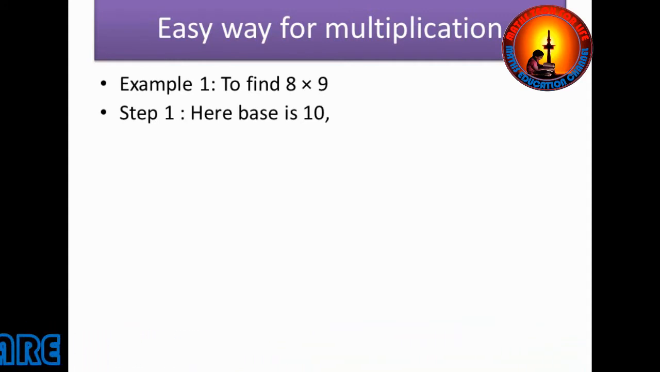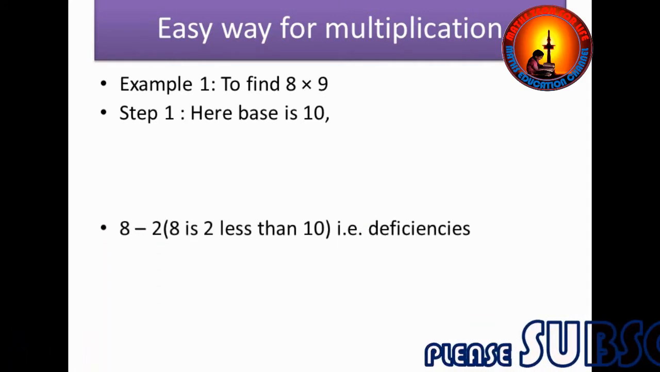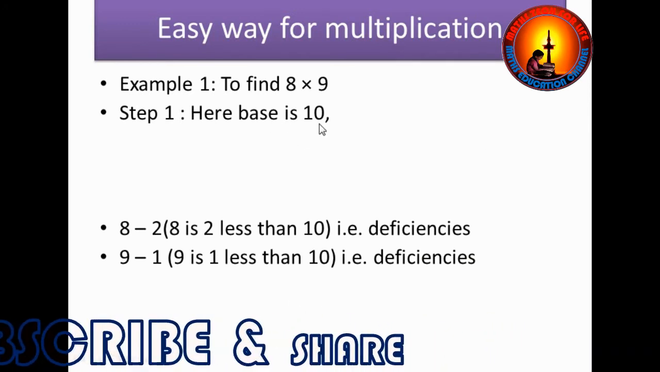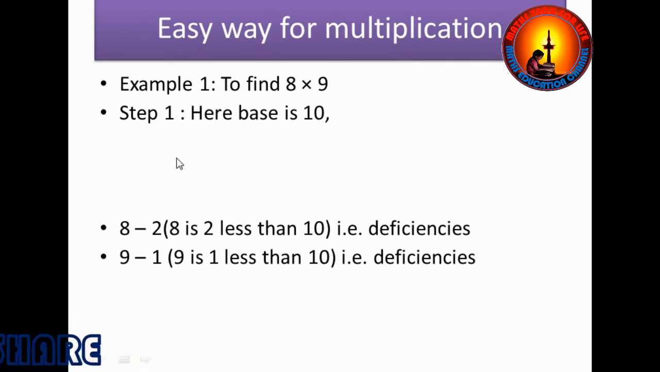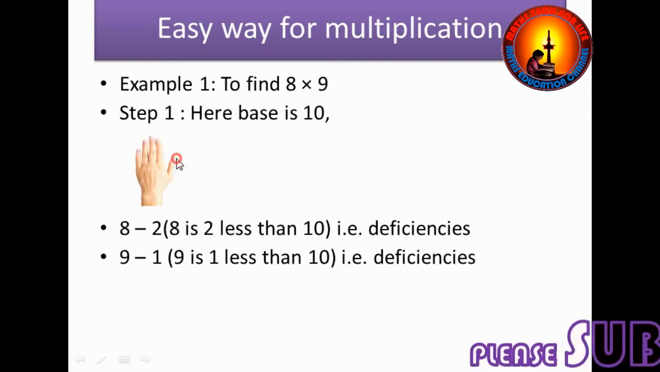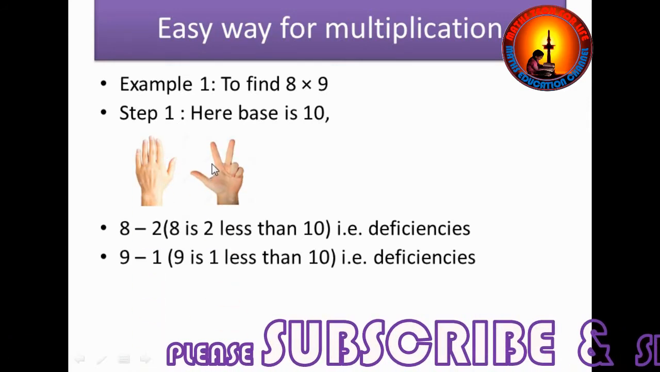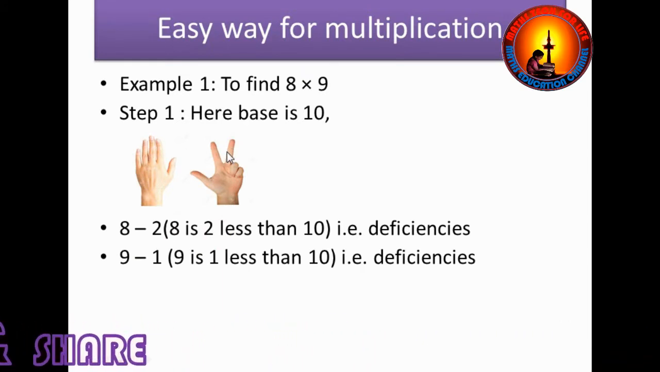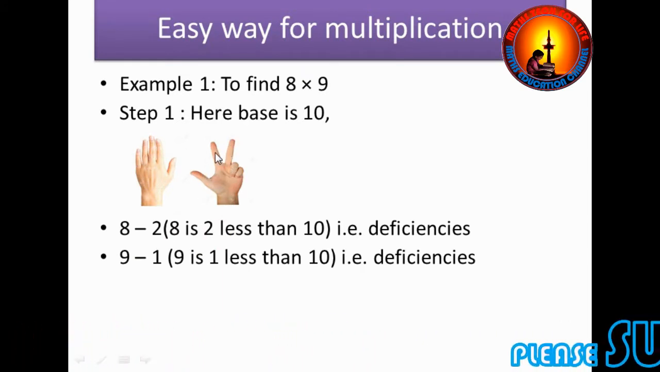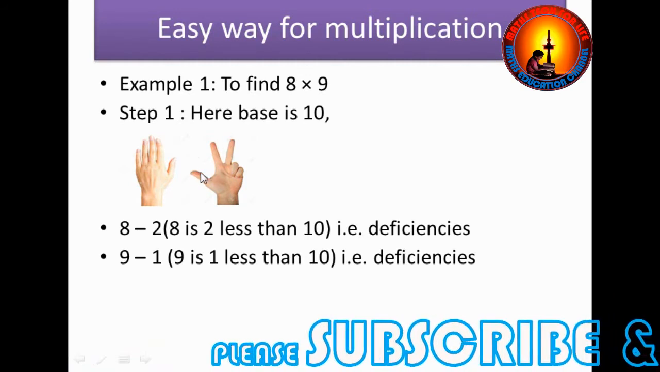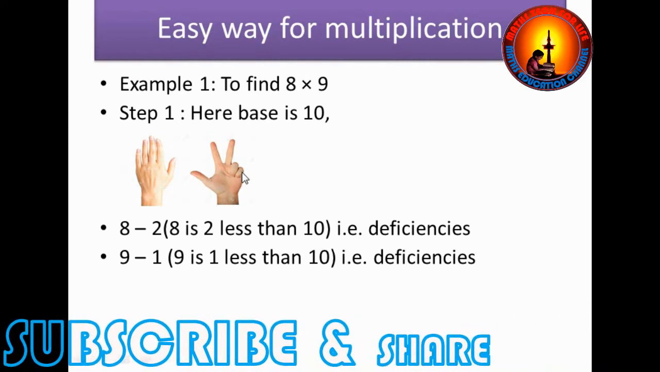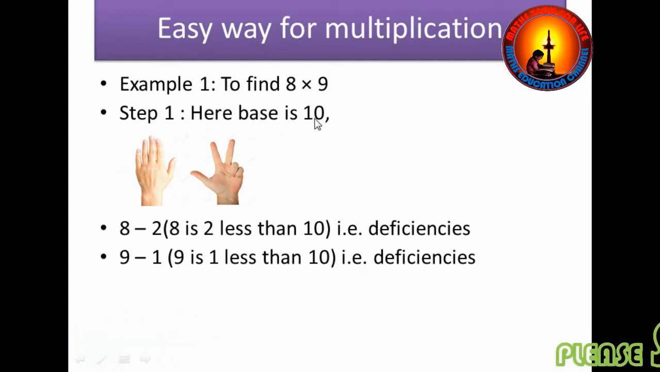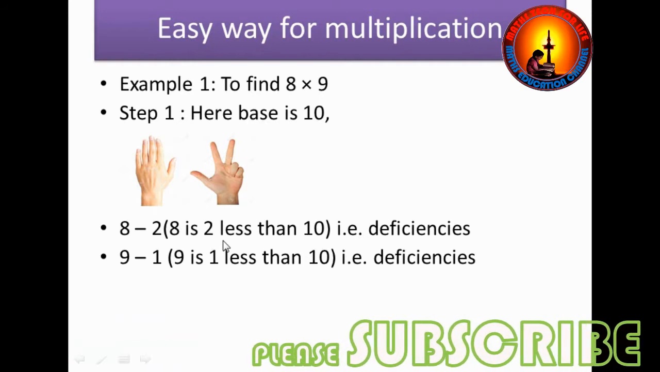The first step we have to do here is to make the base as 10. What is the meaning of this? Base as 10. For that I will tell you, we already know we have 10 fingers, and first you take the first hand as 10 fingers. Out of these 10 fingers, if you take all these 8 fingers, how many fingers remain? 2. That means we are going to make the base 10. So 8 is 2 less than 10.